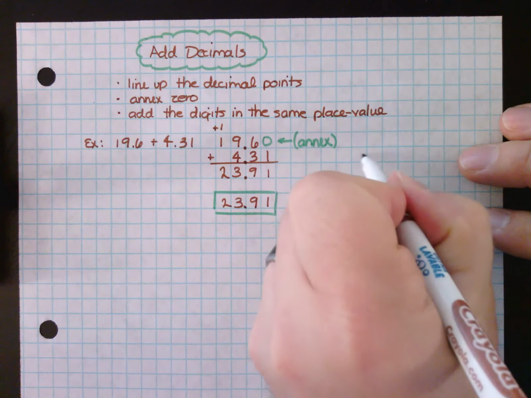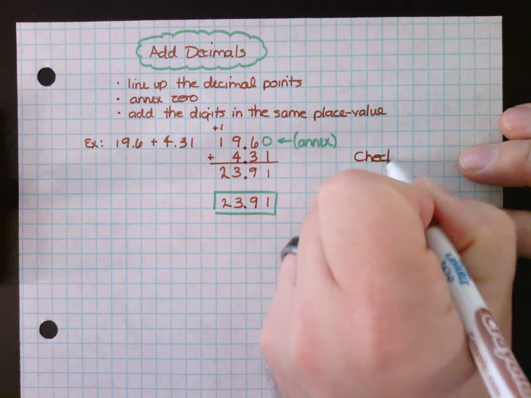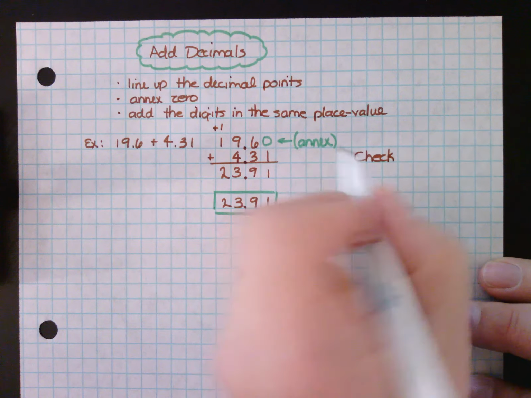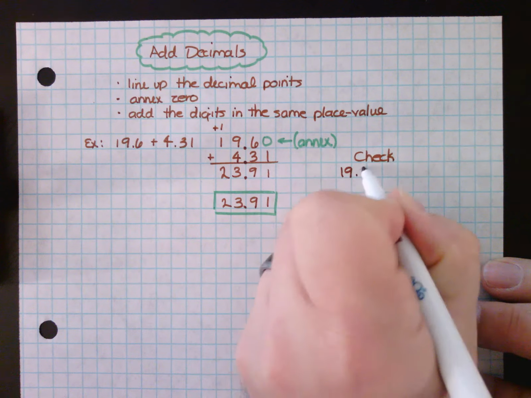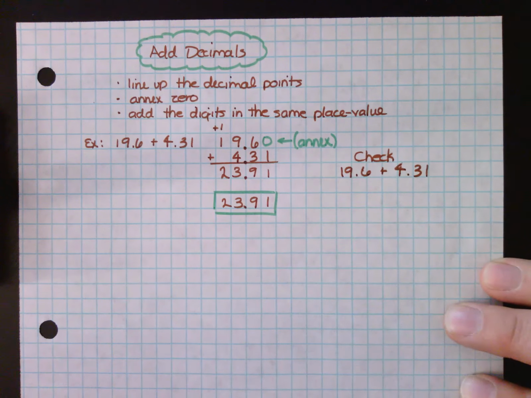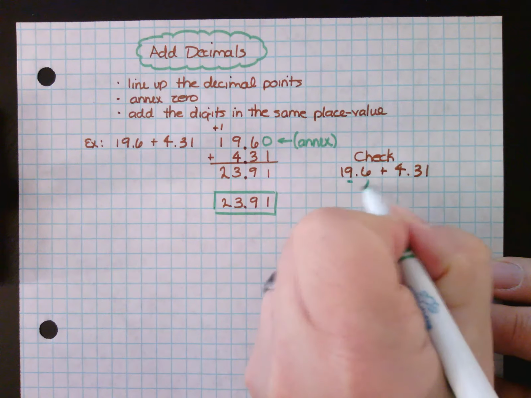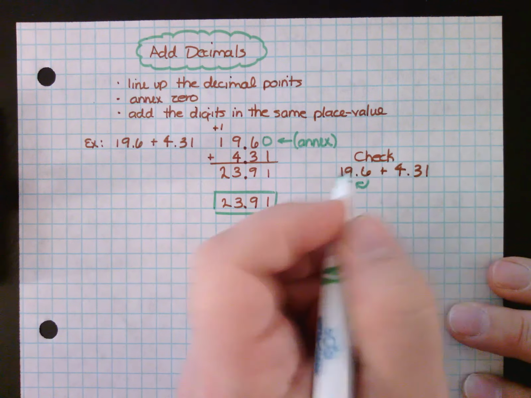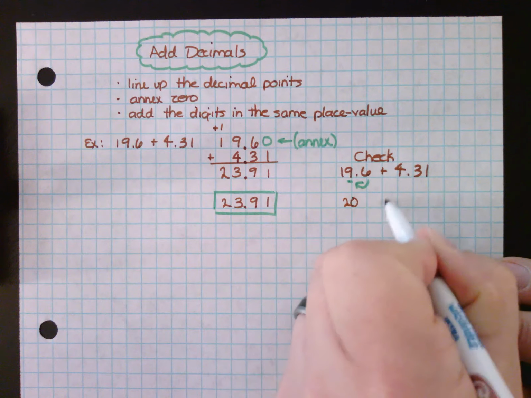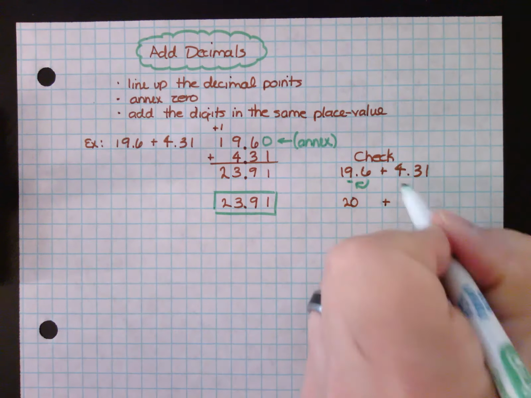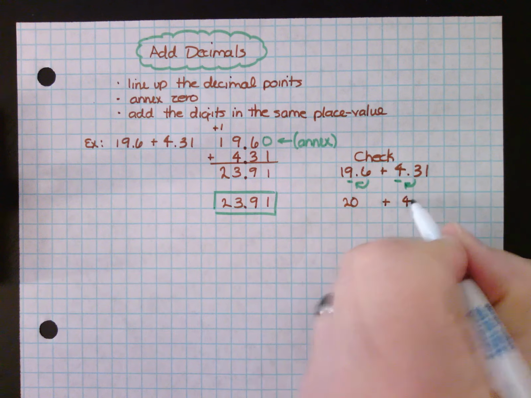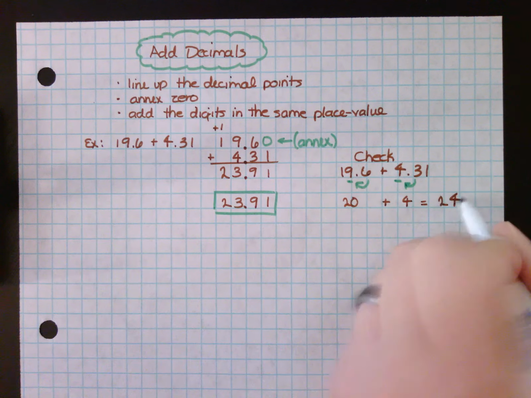And we can check by rounding. So if I have 19.6 plus 4.31, I can go ahead and round to the nearest whole number. 9, 6 makes the 9 a 0, which makes the 1 a 2, and so this really rounds up to 20. Plus, the 3 keeps the 4 the same, and so that equals 24.